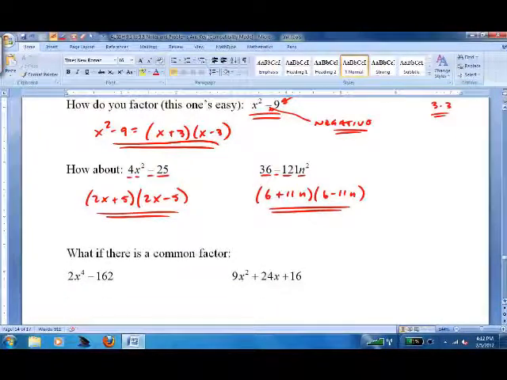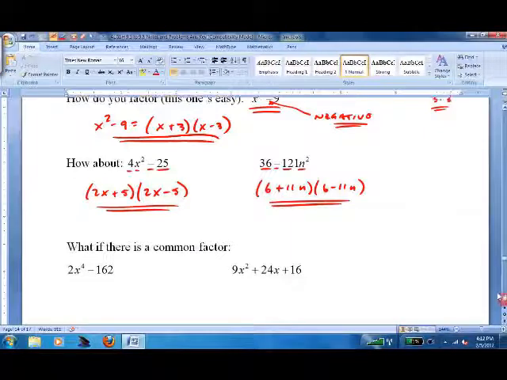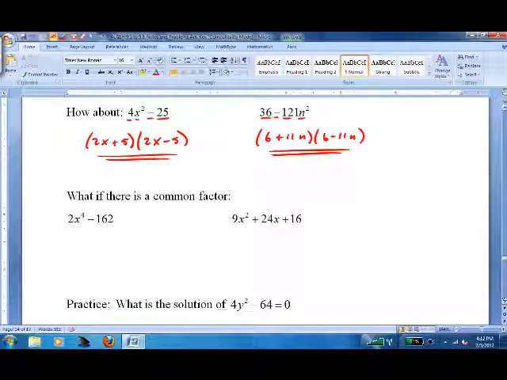Now, that would be a whole lesson for some people, but we're going to make your life a little bit more complicated. What if there's a common factor? So you look at this and you say, well, that's not a perfect square, but it's an even, and that's an even, so I can pull out a 2, and that'll leave me x to the 4th minus 81.